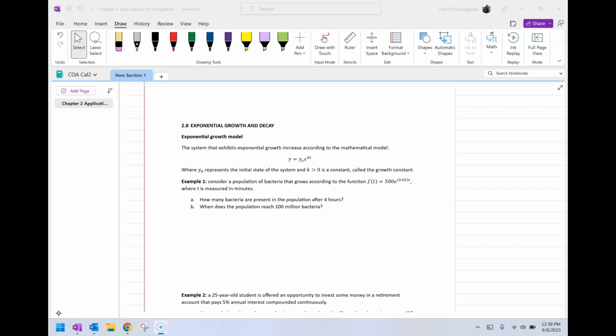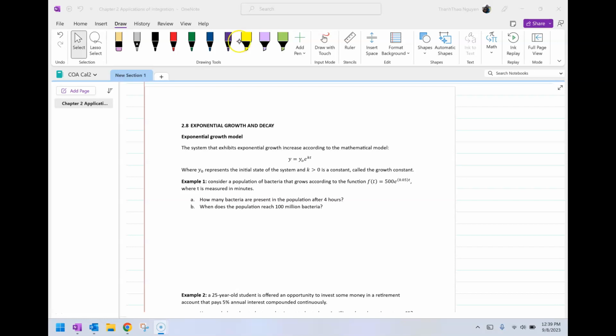Consider a population of bacteria that grows according to the function f of t equals 500 times e to the 0.05t, where t is measured in minutes. How many bacteria are present in the population after 4 hours?